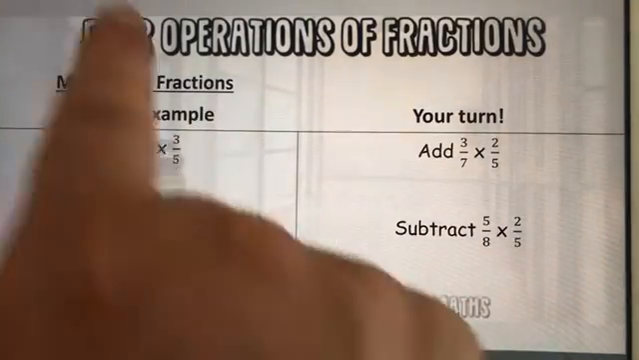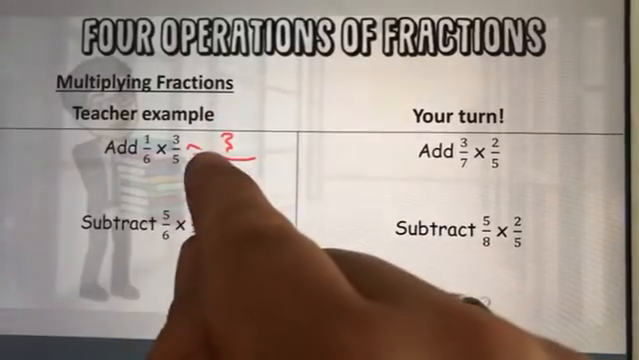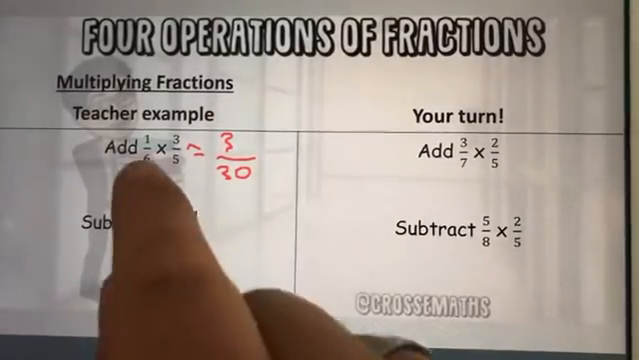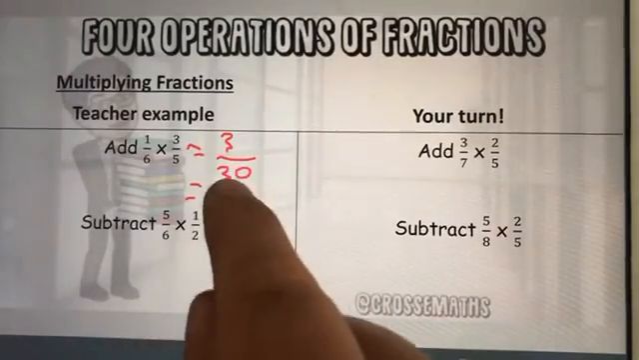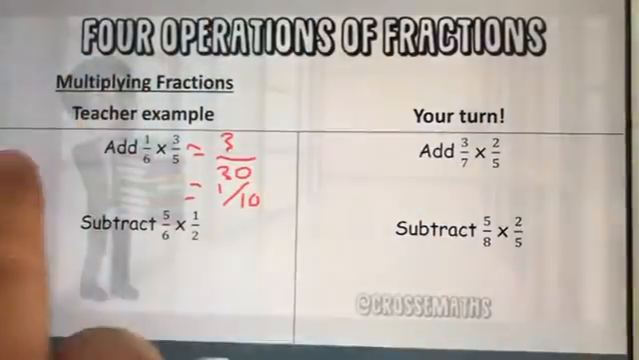1 times 3 is 3. 6 times 5 is 30. And that's it. Times the top, times the bottom. If I simplify that, divide top and bottom by 3, I end up with an answer of 1 over 10.